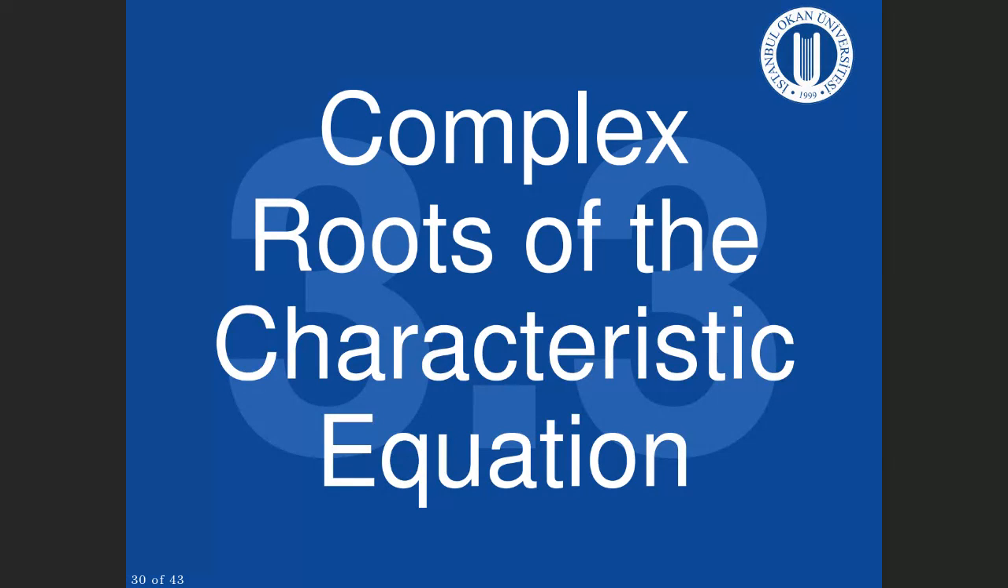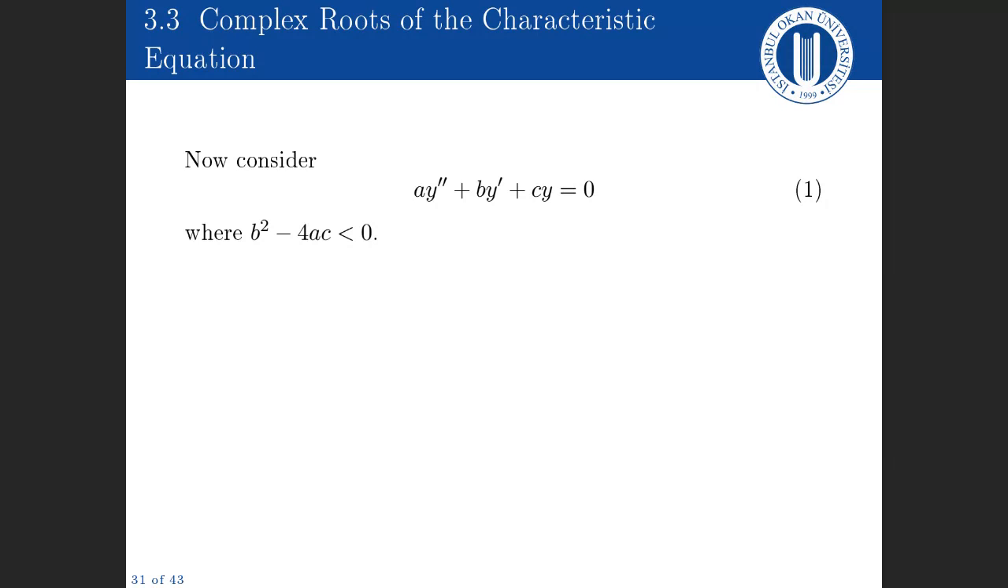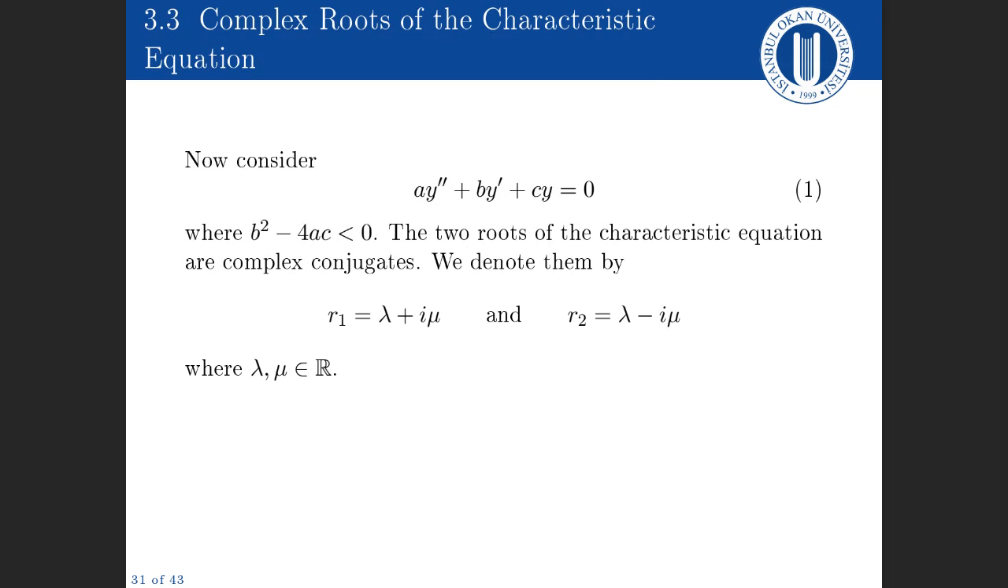And then that brings us to the third and final section of today's lesson. What do we do if we have complex roots of the characteristic equation? Let's go back to our second order homogeneous linear differential equation with constant coefficients. And now we want to look at the case where the roots of the characteristic equation are complex conjugates. In other words, we want to look at the case where b squared minus 4ac gives us a negative number. Then the two roots of the characteristic equation are going to be complex conjugates.